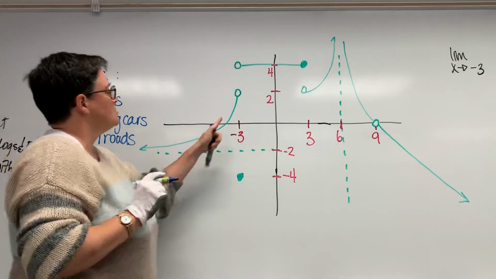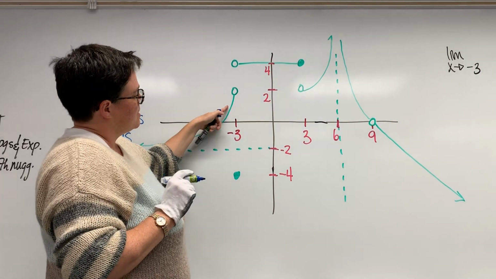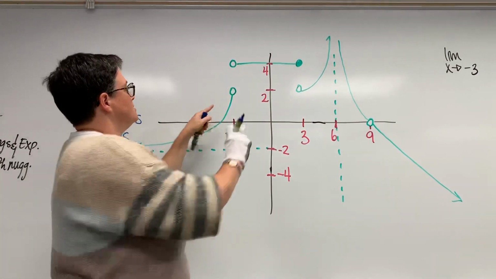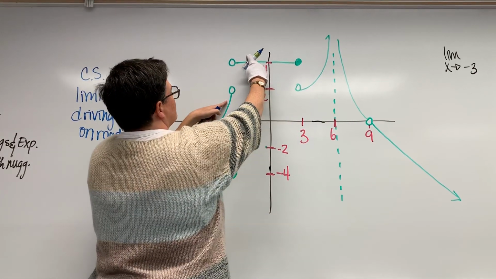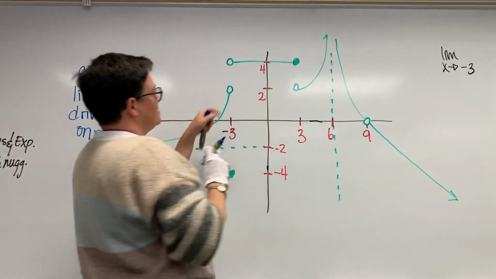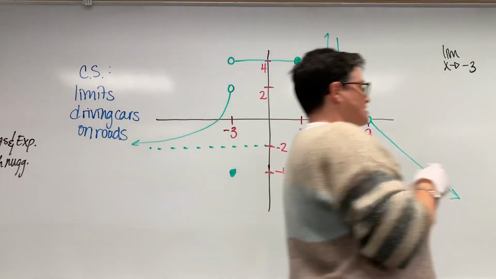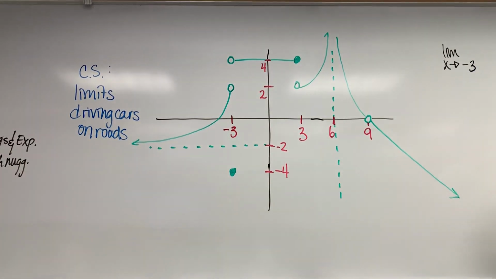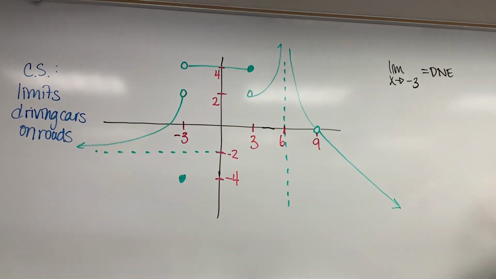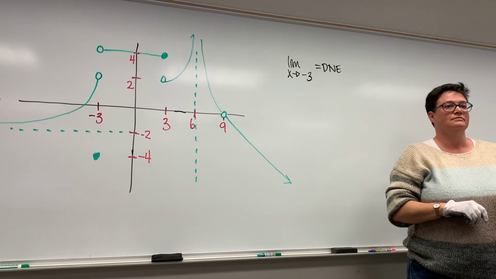So where's the road to the left of -3? It's right here. Where's the road to the right of -3? It's just up here. So here's a car and here's a car, and we're driving at -3. One's gonna park up here and one's gonna park down here. Are they gonna crash? If the cars don't crash, does the limit exist? No. That's it.